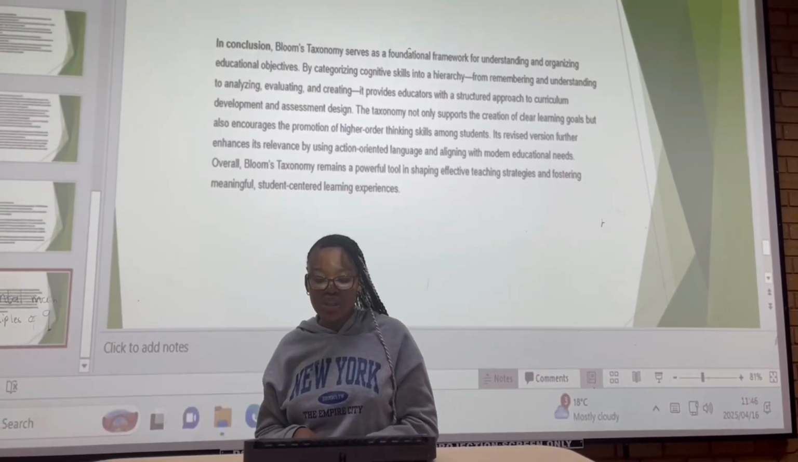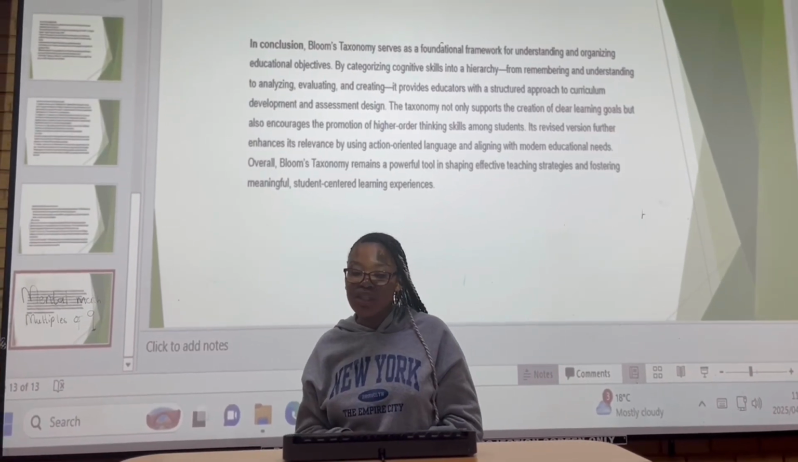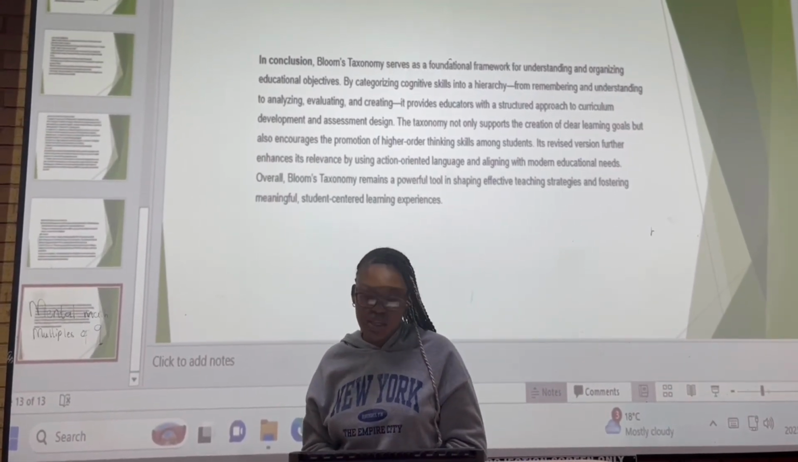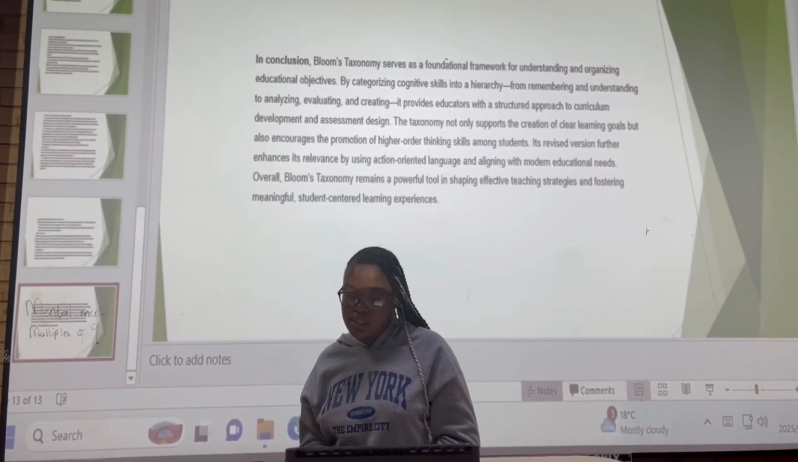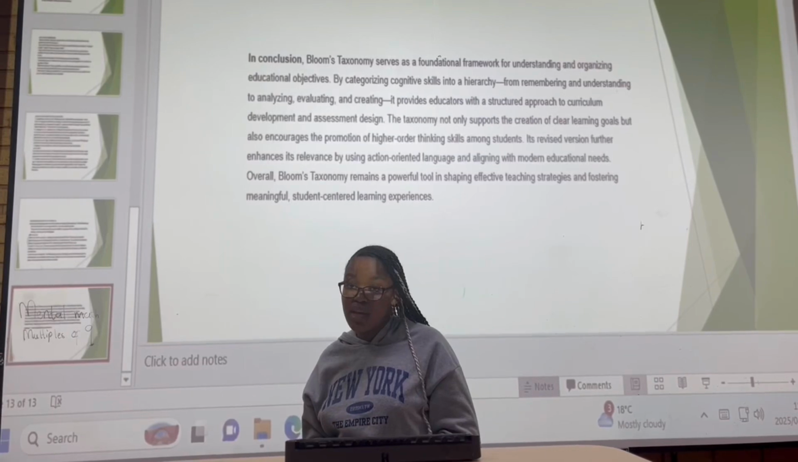In conclusion, Bloom's taxonomy serves as a fundamental framework for understanding and organizing educational objectives. By categorizing cognitive skills into a hierarchy, from remembering and understanding to analyzing, evaluating, and creating, it provides educators with a structured approach to curriculum development and assessment design.